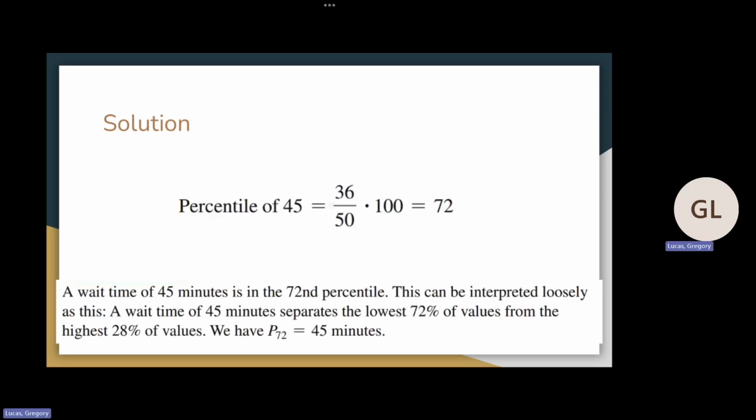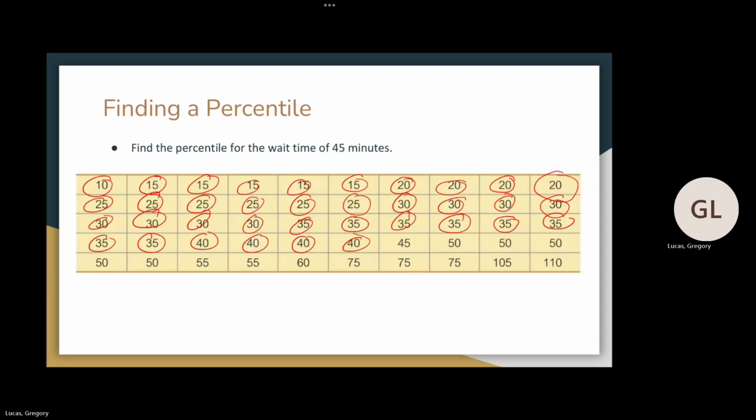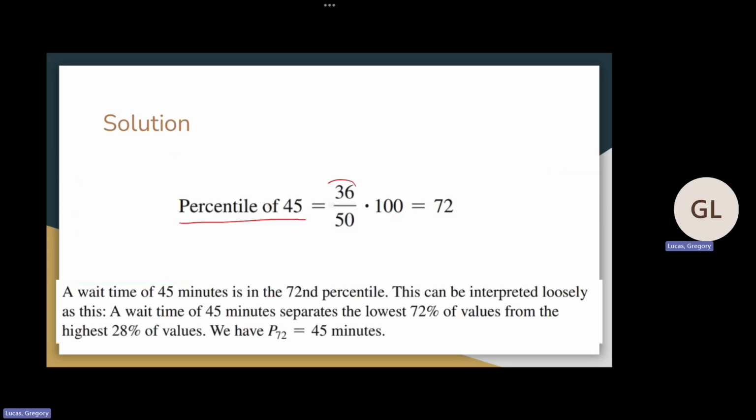So the percentile of 45, I circled, I should have circled 36 numbers. So that's where this 36 comes from. And then there's 50 in total. So we do 36 divided by 50, and then we're going to multiply by 100. We get 72, which means it'd be in the 72nd percentile.